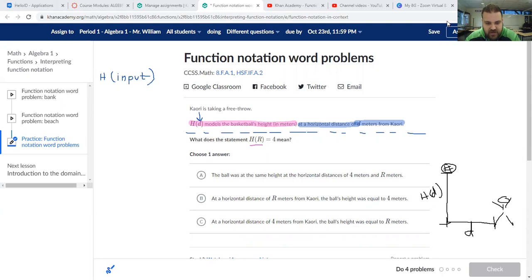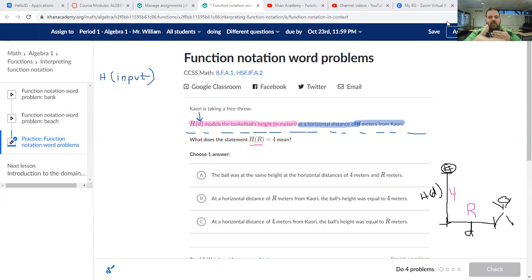I know this because R is the input. So when R is the input, this entire thing is my output. The output, equal sign, is 4. When I have an input of R, meaning when the horizontal distance is R meters, the output is 4. When the horizontal distance is 4 meters, so this is 4, this is 4. When the horizontal distance is R meters, R is just some unknown variable, some letter, the output is 4, the height is 4.